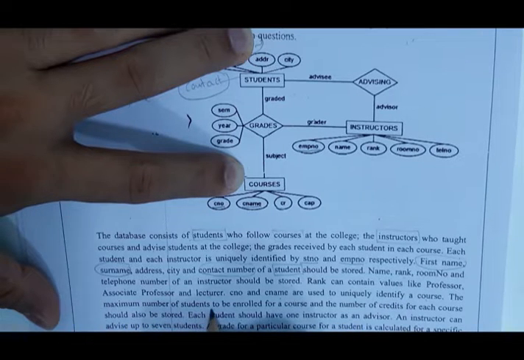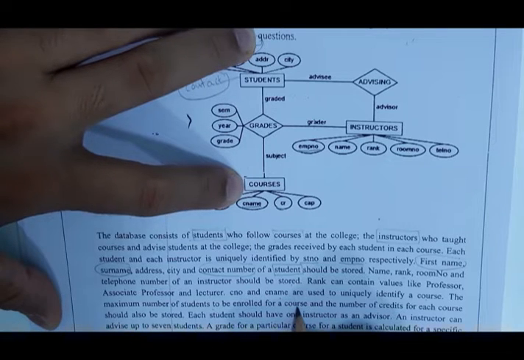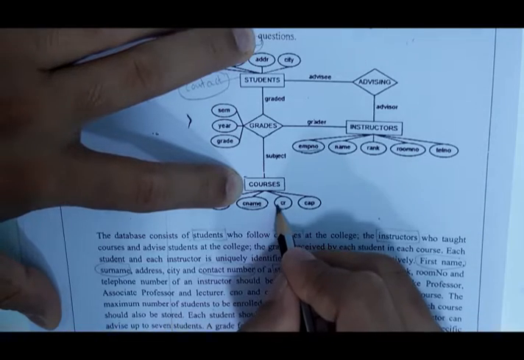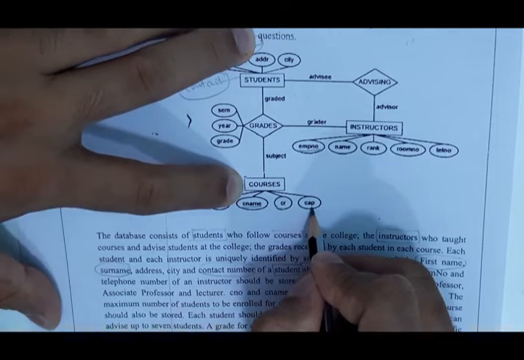The maximum number of students to be enrolled for a course. For a single course, the maximum number of students and the number of credits for each course should be stored. Number of credits, capacity may be the number of students.